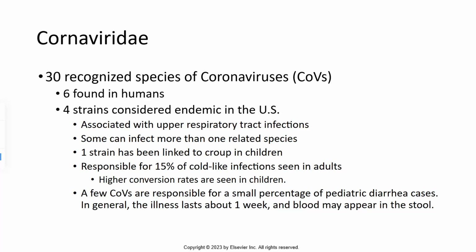One strain has been linked to croup in children, and is responsible for 15% of cold-like infections seen in adults. Higher conversion rates are seen in children. A few coronaviruses are responsible for a small percentage of pediatric diarrhea cases. In general, the illness lasts about a week and blood may appear in the stool.